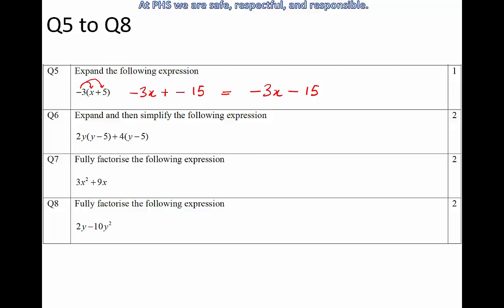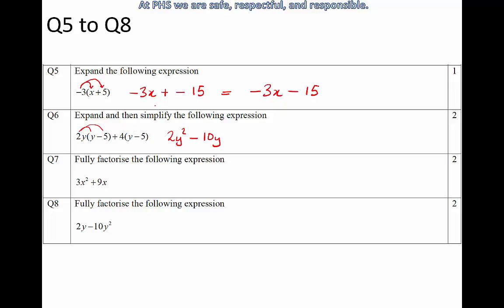All right, so for this one, we've got a bit more to do now. So we have to expand and then simplify the following expression. So let's repeat that process here. So we've got 2y times y gives me 2y squared. 2y times minus 5 gives me minus 10y.